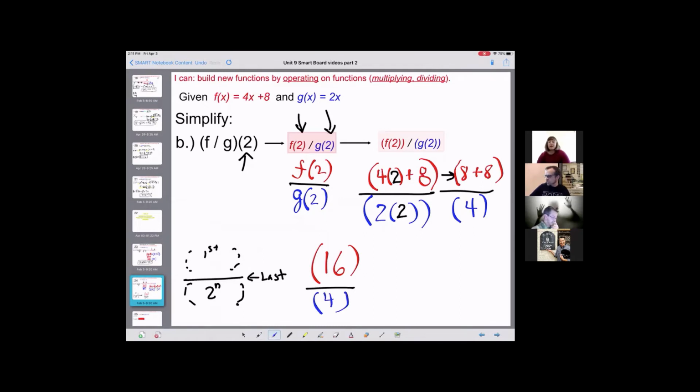Now that we've found our numerator and denominator, it is time to divide. Remember that the fraction bar is our division symbol. 16 divided by 4 is our final answer, 4. Is that how I write it? No, Mr. Craig, if you write it like that, you'll be wrong. You need to write f divided by g of 2 equals 4.